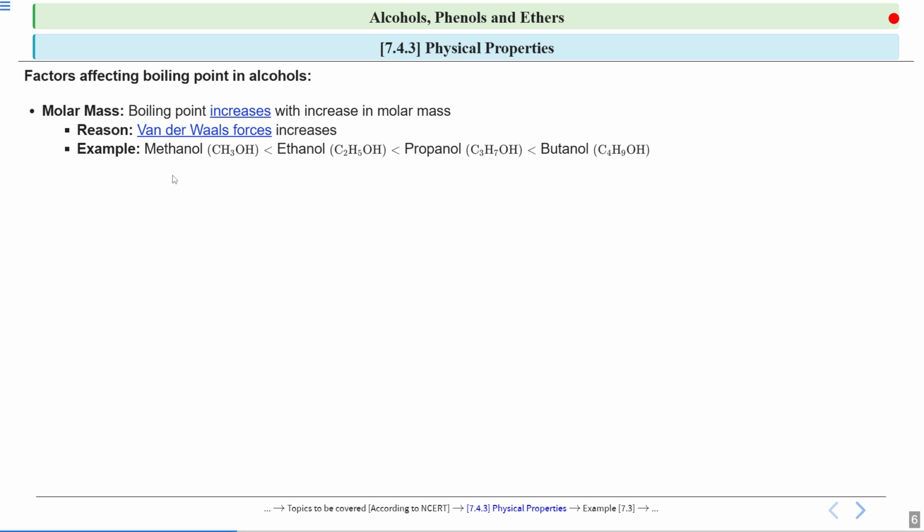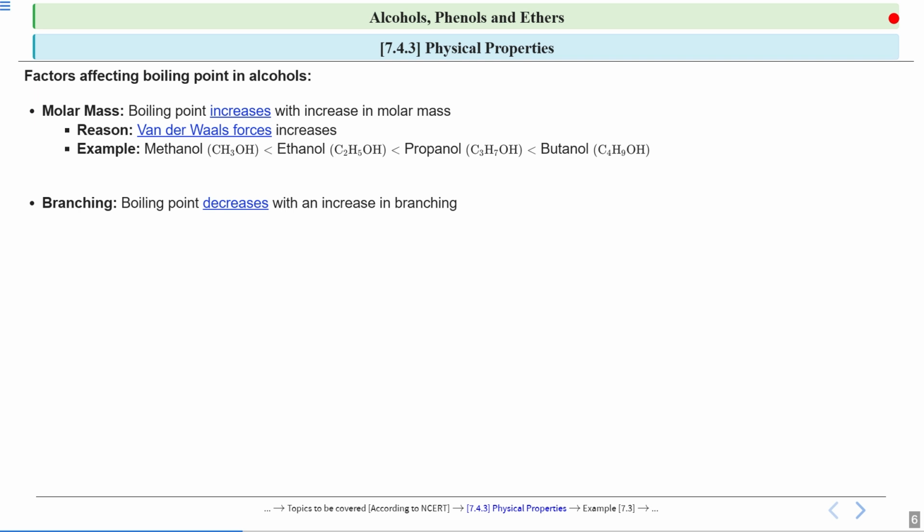So since butanol has the highest molar mass in these 4, the boiling point of butanol will be higher. Then comes propanol, then ethanol, and then methanol. So this is the trend: butanol, propanol, ethanol, and methanol. So if different compounds are given to you and it is asked about the boiling point, then you can calculate their molar mass, and the one with the highest molar mass will have the highest boiling point.